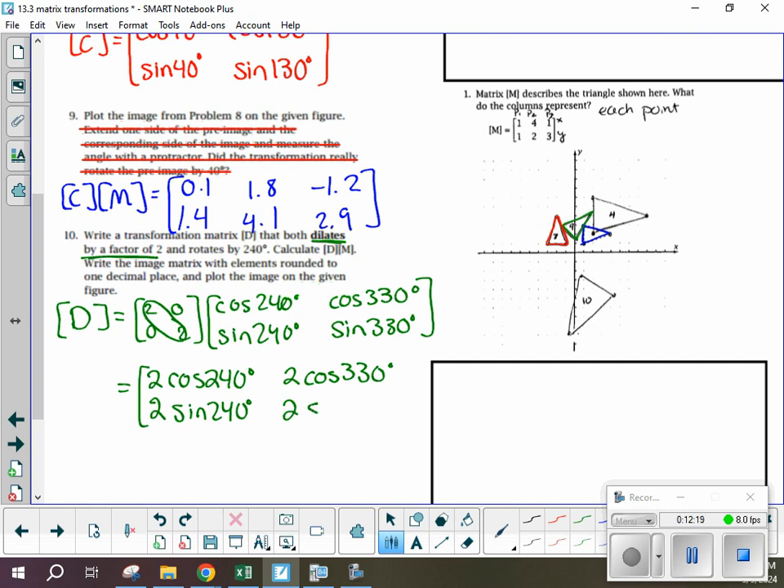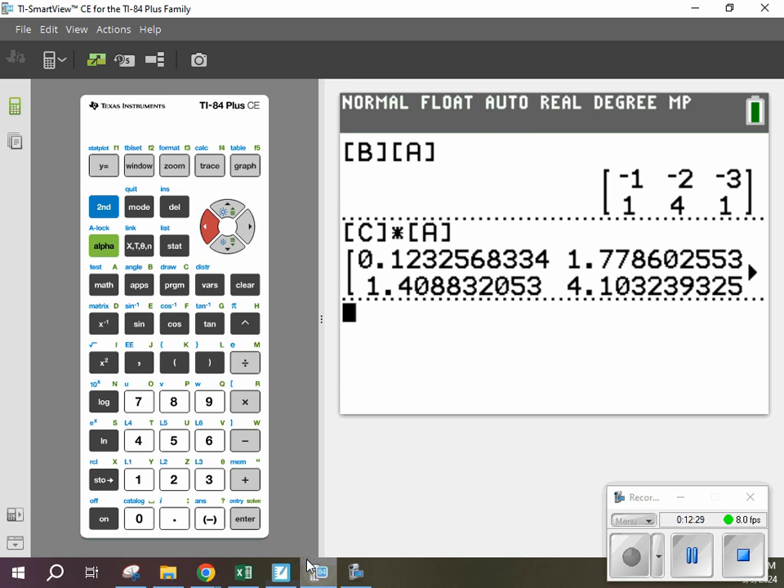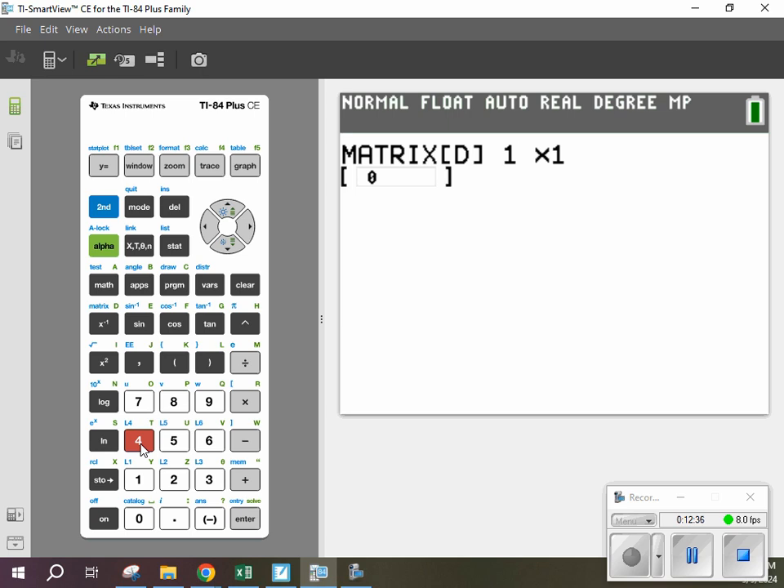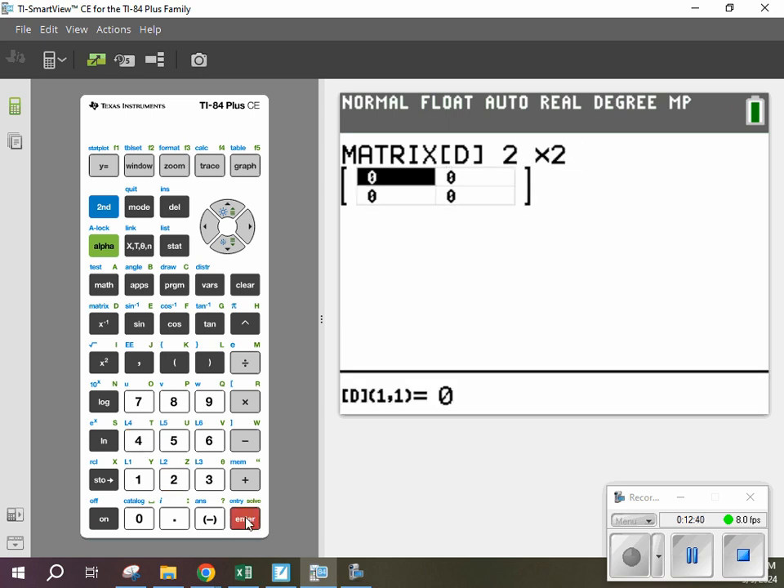This part, I should have mentioned, you should write this one down with me. Stop for a second there. And then we're going to put that in as a matrix. What's free? Do we have D available? Let's edit matrix D. Go ahead and type in that 2 by 2. I'll let you finish the rest of this on your own. And then we'll do this matrix times our original pre-image.